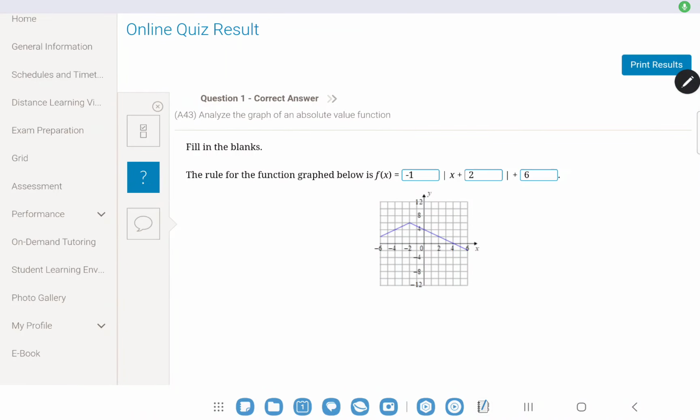Hey everyone, so today I'm recording the chapter 2.1 periodic math quiz. It's really easy. It's about absolute value graphs and things like that. It's not really that hard.